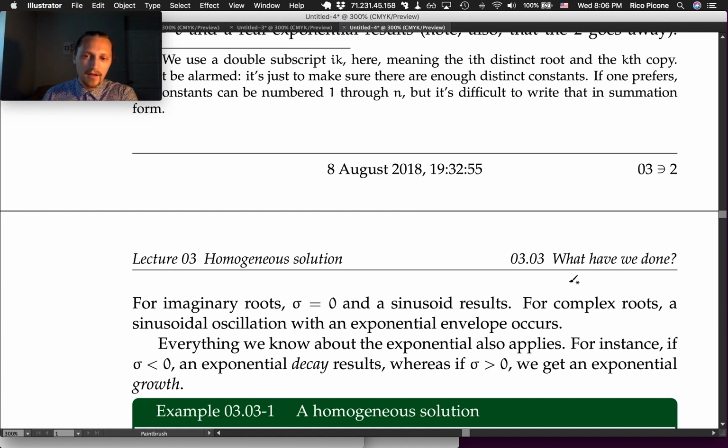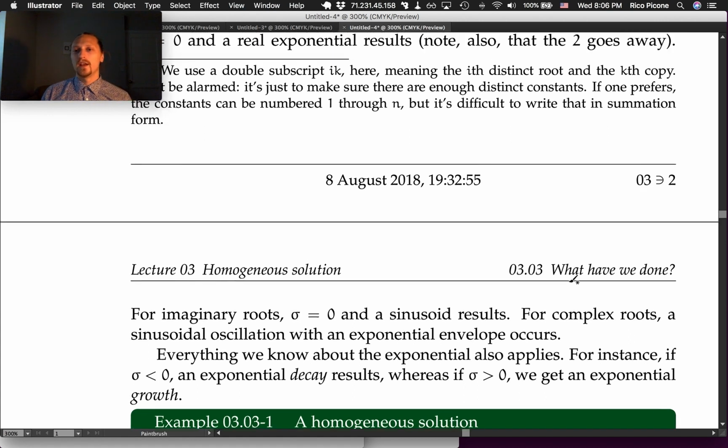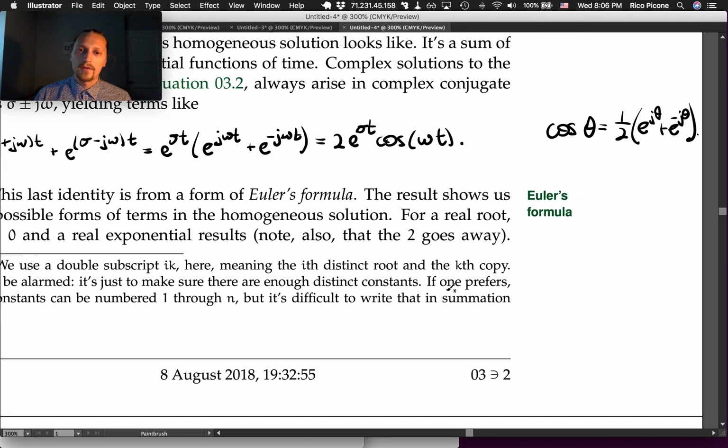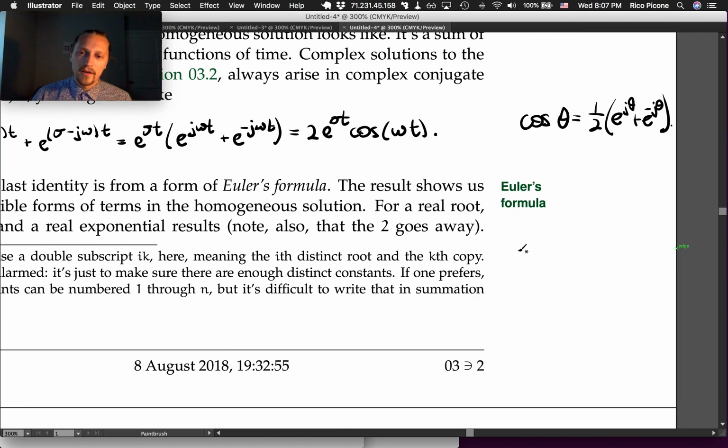So for complex roots, a sinusoidal oscillation with an exponential envelope occurs. So in that case, if you've got a sigma and an omega, you've got a sinusoid that has an envelope, which occurs due to this multiplication, that's exponential. So say you have a decaying exponential and you have a sinusoid, cosine, you're gonna have homogeneous solutions that look like that. Which isn't a very good rendering of that, but sinusoidal, but with an exponential envelope.